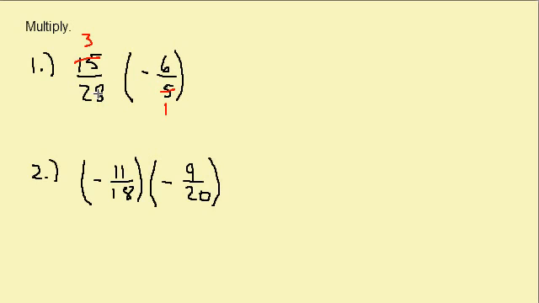Then 6 and 28 have a common factor, which is 2. So 2 goes into 6 3 times. 2 goes into 28 14 times. So now that we've canceled, we can do 3 times 3 is 9 over 14 times 1 is 14. And we have a positive times a negative, which is a negative. So there's our final answer, negative 9 over 14.